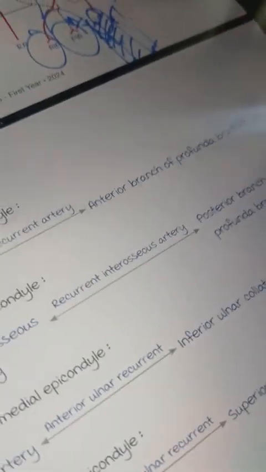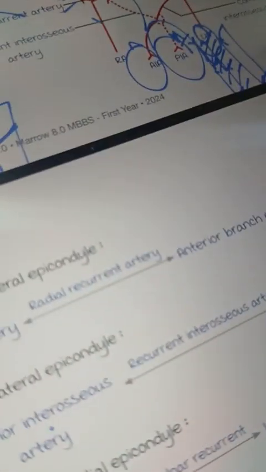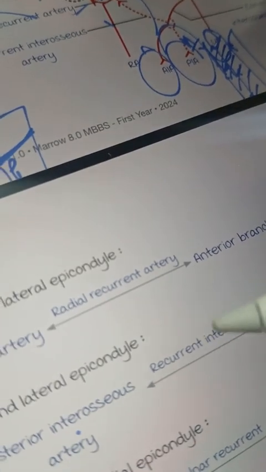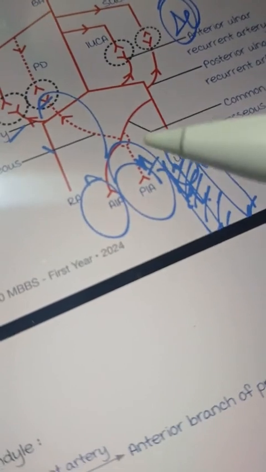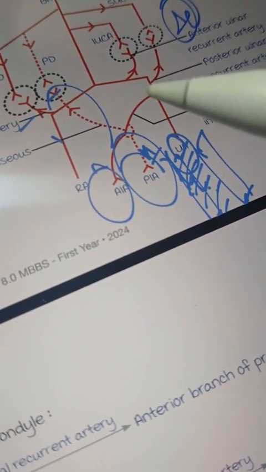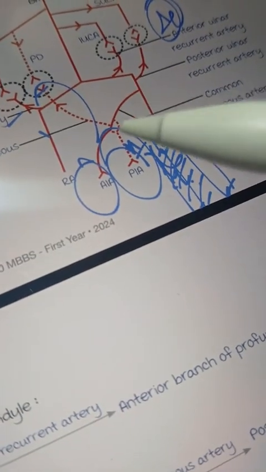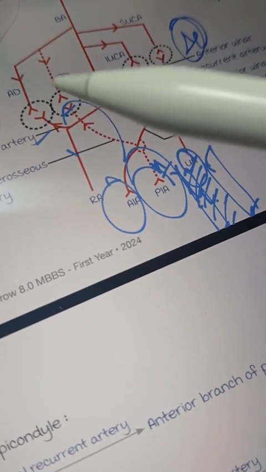So it's with the posterior branch of profunda brachii, with the recurrent interosseous artery which anastomoses with the posterior interosseous artery. As you can see in this diagram, the posterior interosseous artery is getting anastomosed with the help of the recurrent interosseous artery to what? To the posterior descending branch of the profunda brachii artery of the brachial artery.